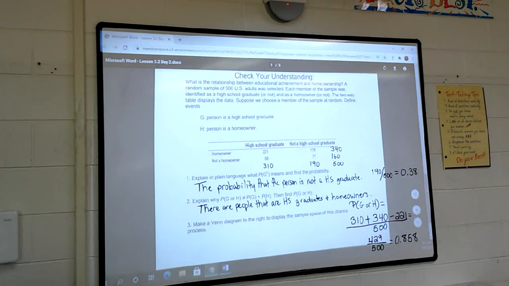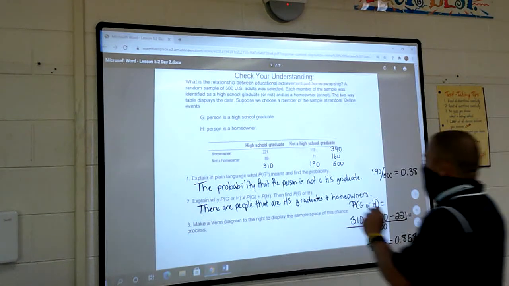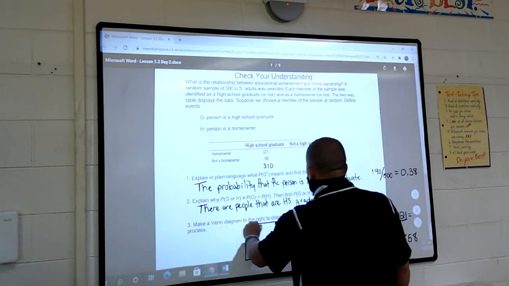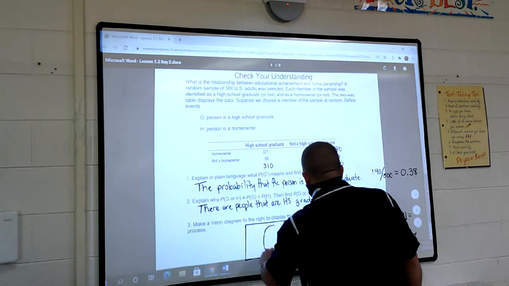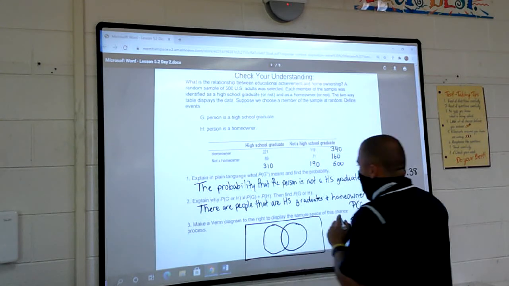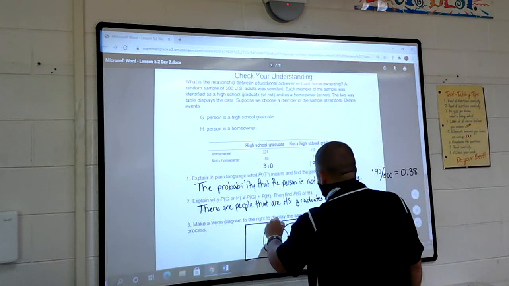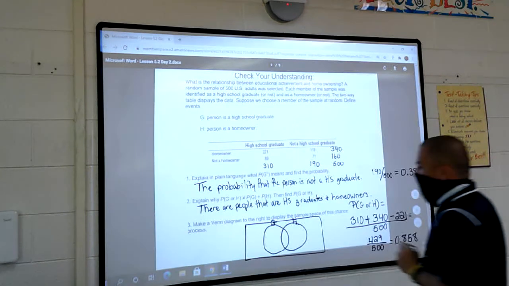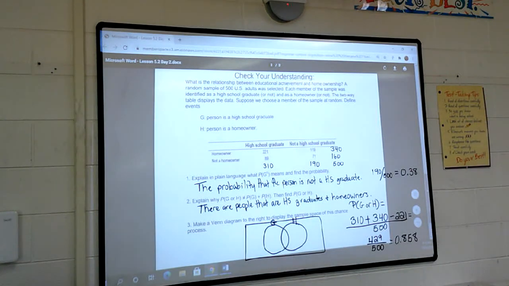Okay? So lastly, we want to make a Venn diagram to display this. So a Venn diagram, we've got our rectangle. We know that these do overlap. So we've got the overlap here. We've got G for graduate. We've got H for homeowner. Okay? Now, there's a lot of different things we could do here. We could just put in the numbers. We could have put in the probabilities. For today, we'll just put in the numbers.